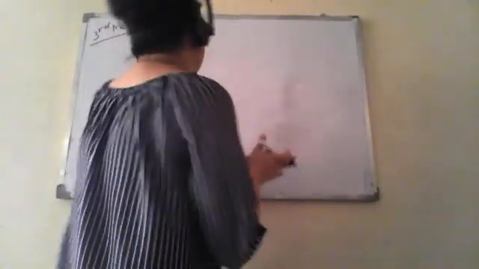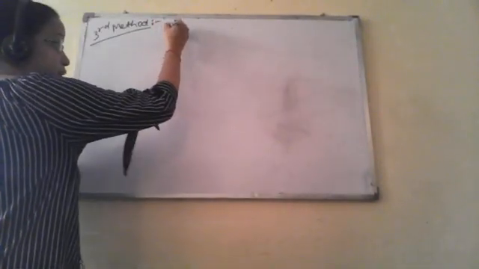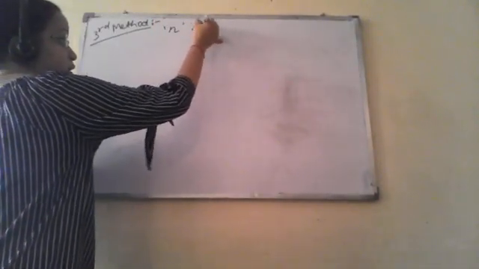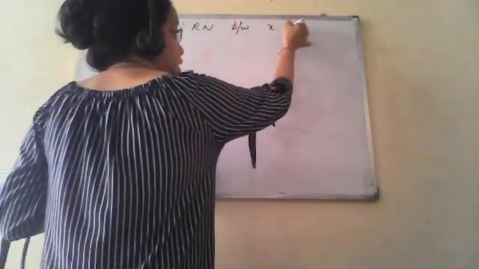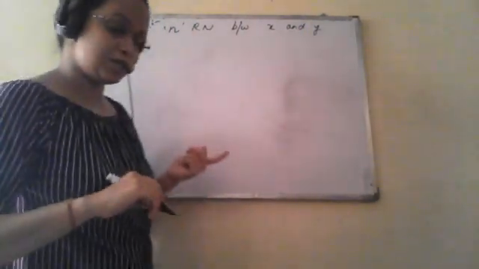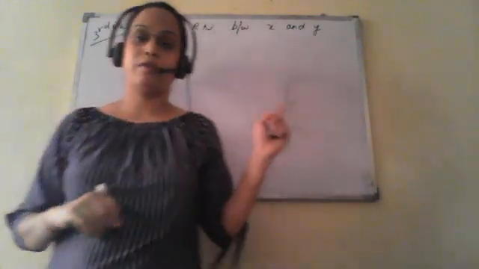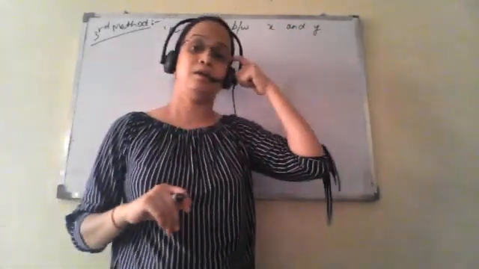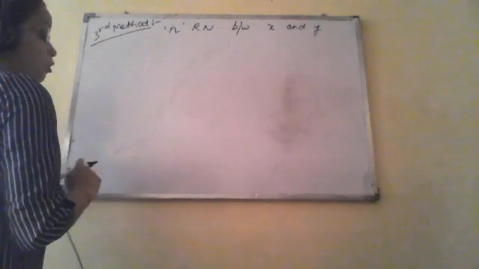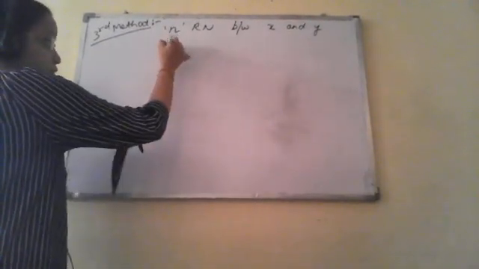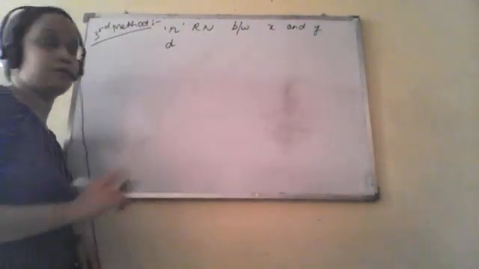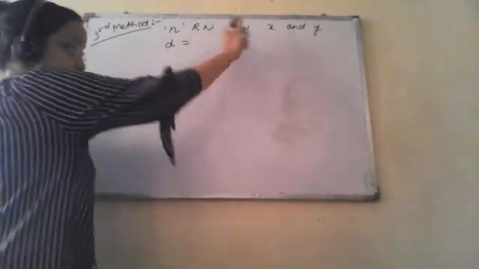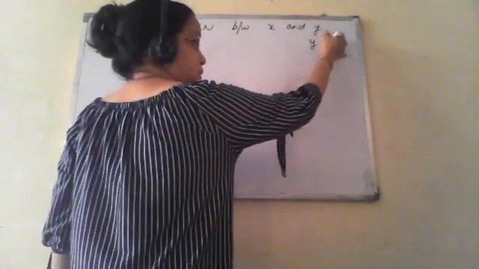So if we have to find n rational numbers between x and y, this is a generalized form I am explaining. First step, we have to find a term d, which is the difference, or you can say common difference. And one more thing, y should be greater than x.